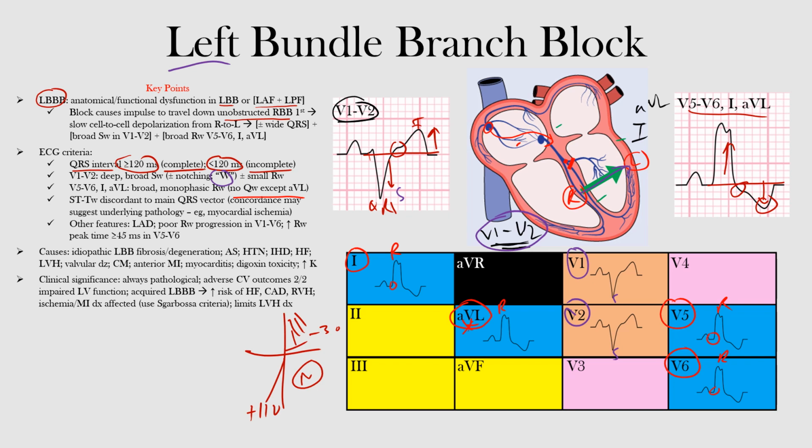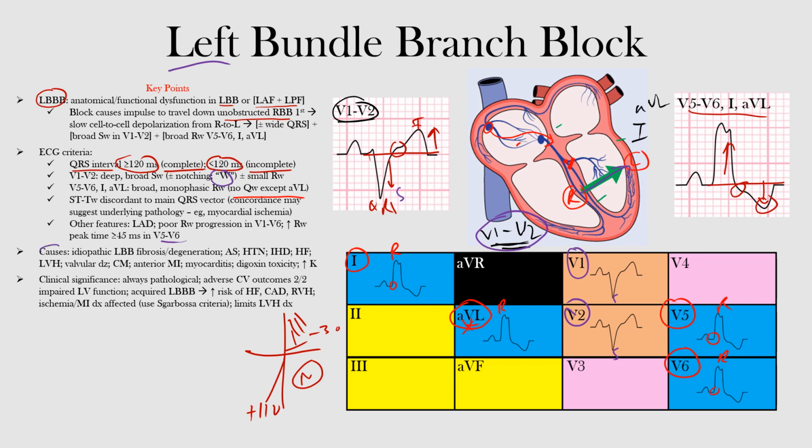Now remember, just like the right bundle branch block, ST and T wave discordance, going away from the main QRS vector, is something that's normal in bundle branch blocks. If you see concordance, in which they're going in the same direction, that may suggest underlying ischemia or some other pathology. Now other features, we mentioned left axis deviation, poor R wave progression in the precordial leads, as well as an increased R wave peak time or intrinsicoid deflection in leads V5 or V6.